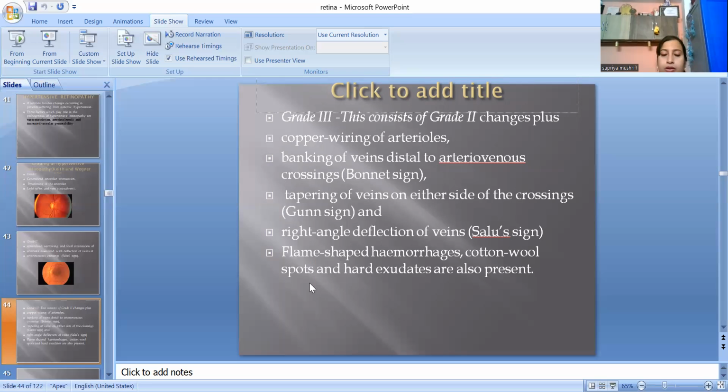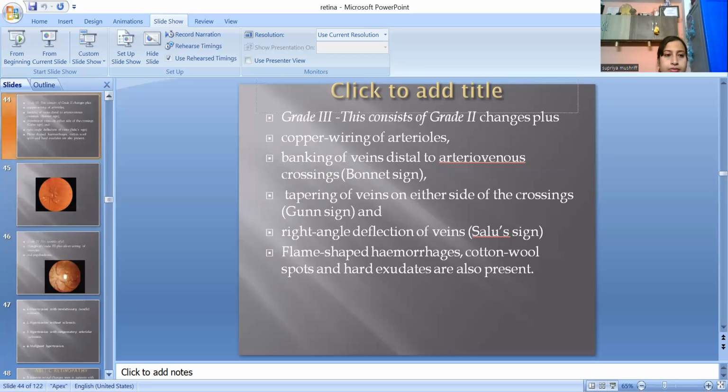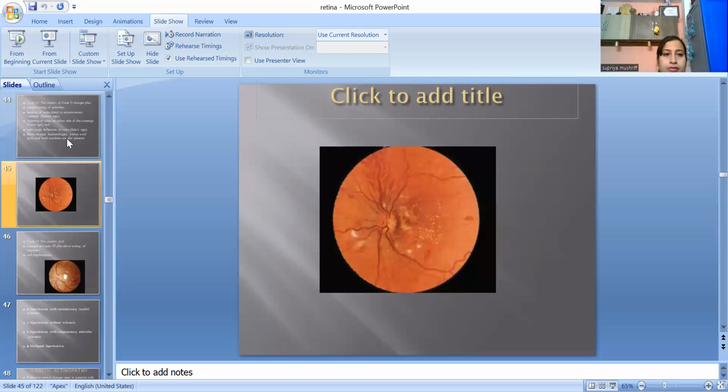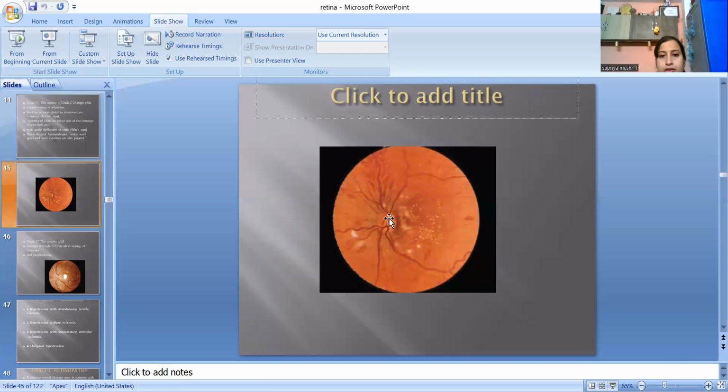These are very important. Now flame-shaped hemorrhages, cotton wool spots and hard exudates can also be present at this stage. Now here is a diagrammatic picture: Bonnet sign, and these are flame-shaped hemorrhages, cotton wool spots, hard exudate.